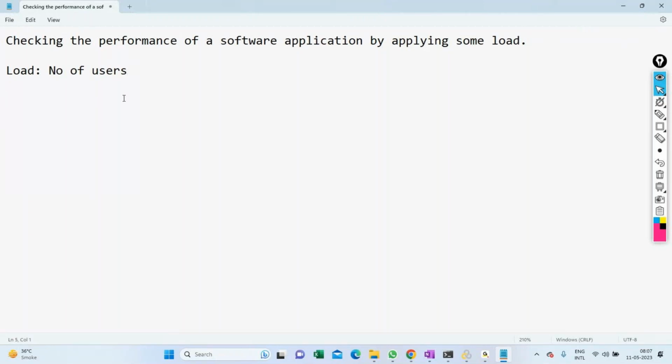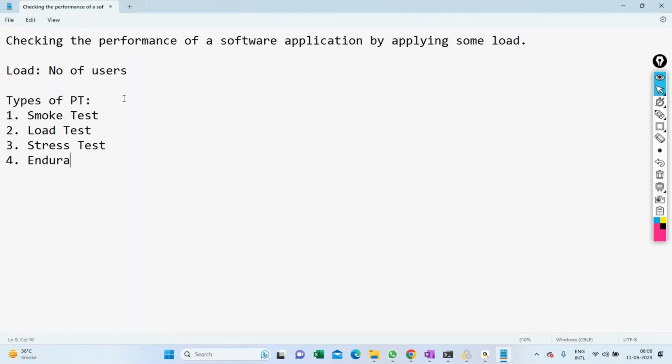Now, let me list down the types of performance testing first. First will be smoke test. Second, load test. Third, stress testing. Because it's not always a single or simple performance test, there are different types of performance testing as well. So depending on the requirement, you have to select the type of performance testing and execute it.